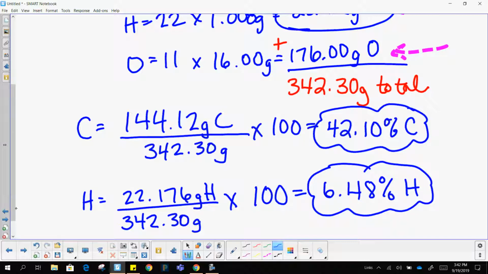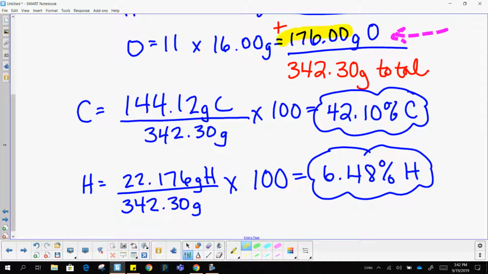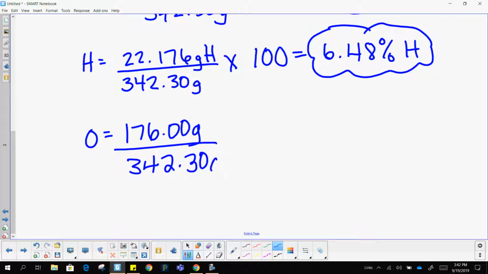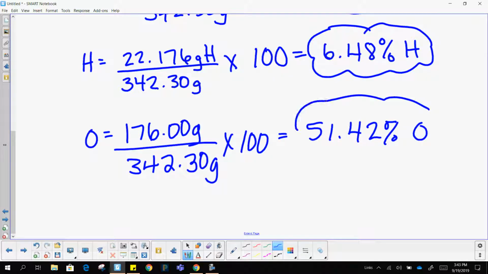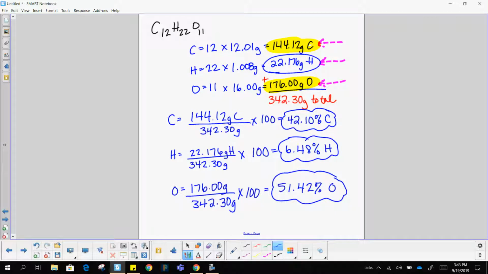Okay, and then the last element that we have to do is the oxygen, which you'll see here. We said earlier that we have 176 grams of oxygen. So we're going to take that 176 grams of oxygen, divide it by our total compound mass, and then multiply by 100. And when you do that, you get 51.42% oxygen by mass.